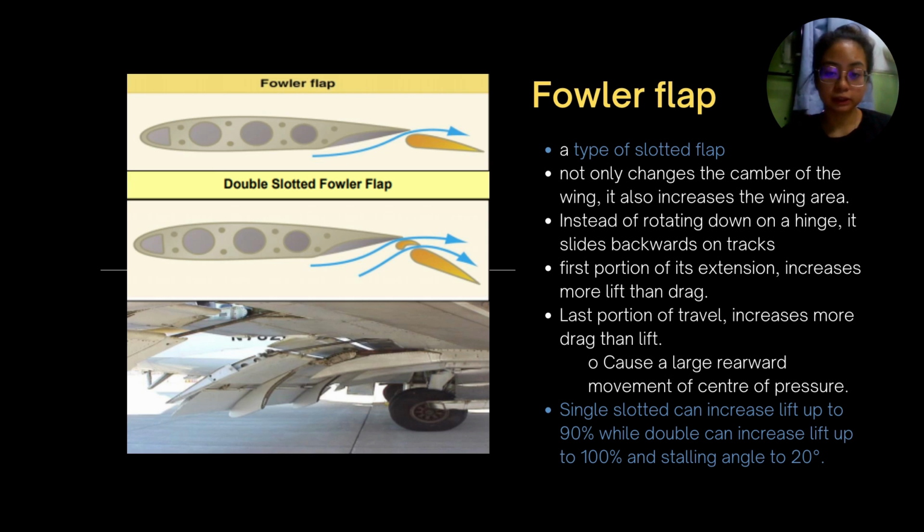First portion of its extension increases more lift than drag. Last portion of the travel increases more drag than lift, which causes a large rearward movement of the center of pressure. Fowler flap with a single slot can increase lift up to 90%, while double can increase lift up to 100% and stalling angle to 20 degrees.